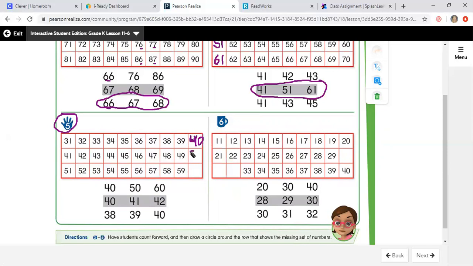40, 50, and what comes after 50? 60. All right, so we have 3 decade numbers, 40, 50, 60. Do you see those numbers down here? I see both of these start with 40, but this one has 41, 42. We want 40, 50, 60. So that would be this one, right? So for number 5, that's what you want to write down on your paper, 40, 50, 60. And don't forget finger spaces between each number.